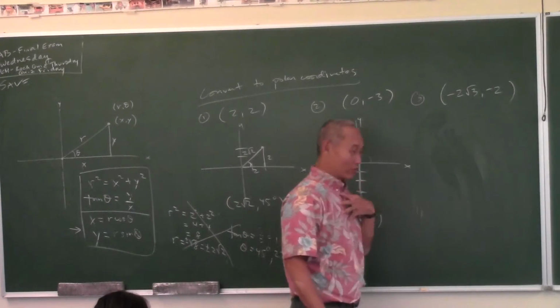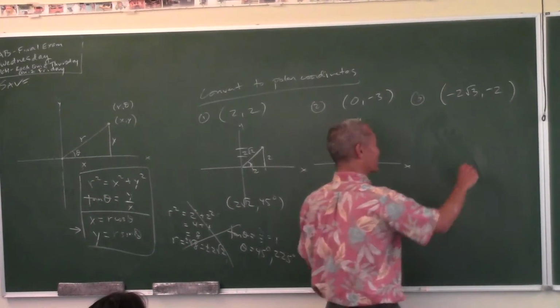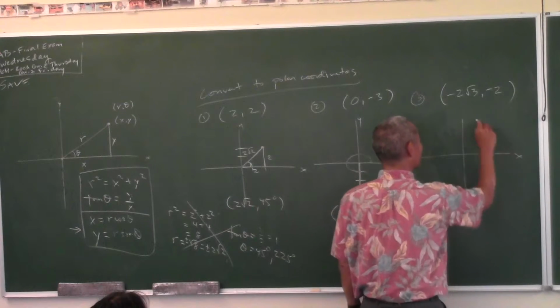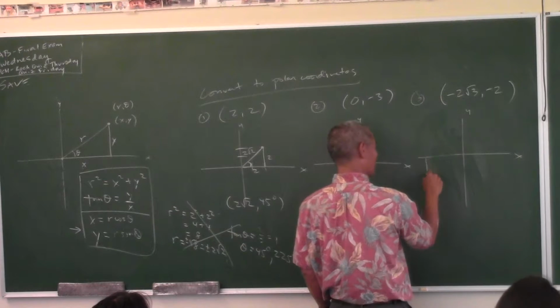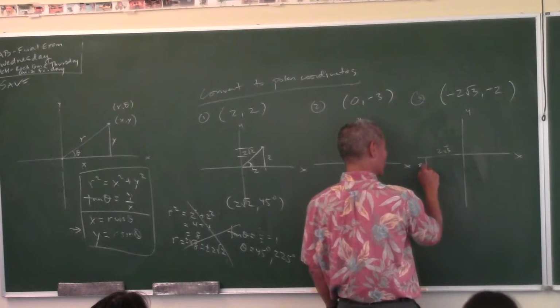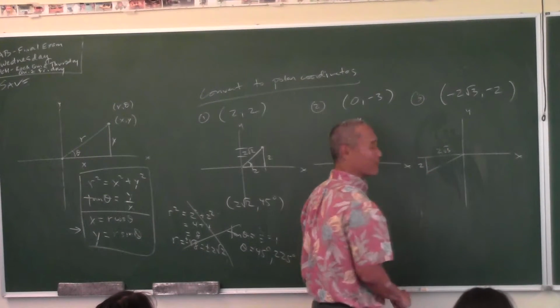If you're going to do it my way, you just draw a picture. This is so simple, it's ridiculous. Go 2 root 3 to the left, and then 2 down. So this is 2 root 3, 2 down, like that. Boom! How far from the origin am I?